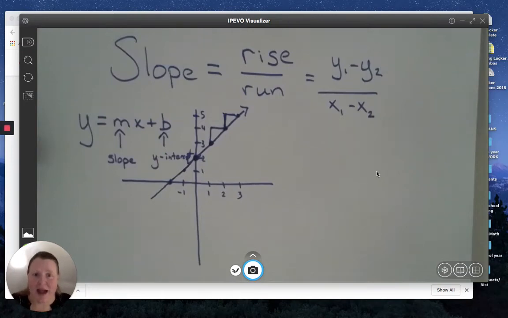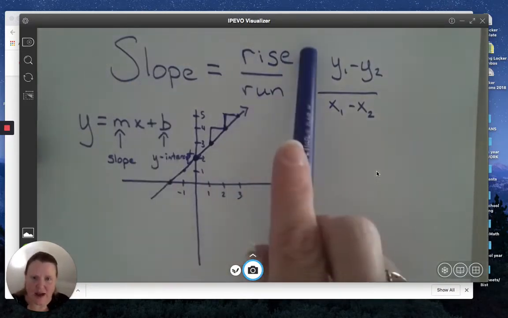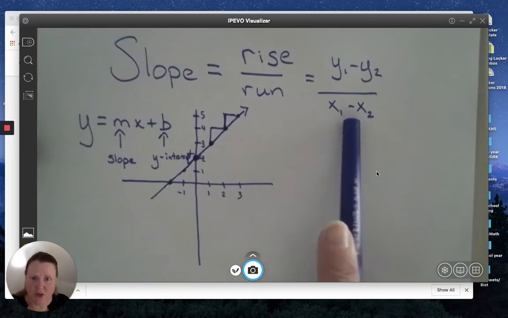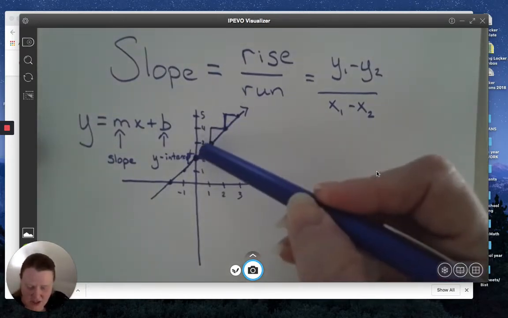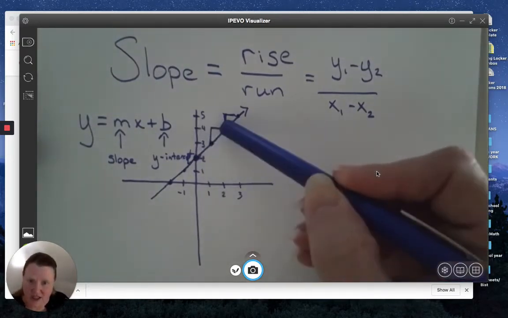Today we're going to graph equations using slope. So just like always, we're going to review. The slope is the rise over the run, or you can use an equation. It is the change in the y value and the change in the x.